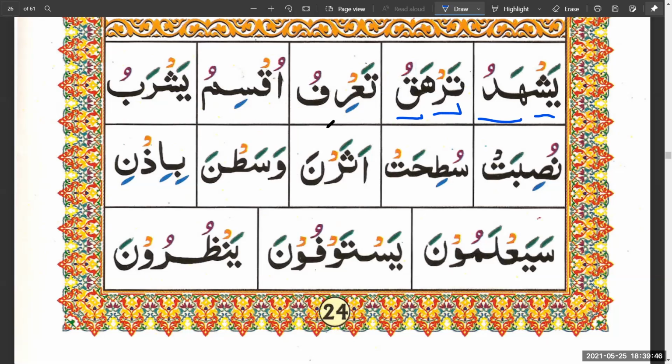Next one, we have a ta with a fatha and a ain with a sukoon, ta. Then we have a ra with a kasra and a fa with a dhamma, rifu. So ta, rifu, ta, rifu. Next one, alif with a dhamma, qaf with a sukoon, uq. Then a sin with a kasra, mim with a dhamma, simu. So uqsimu, uqsimu.